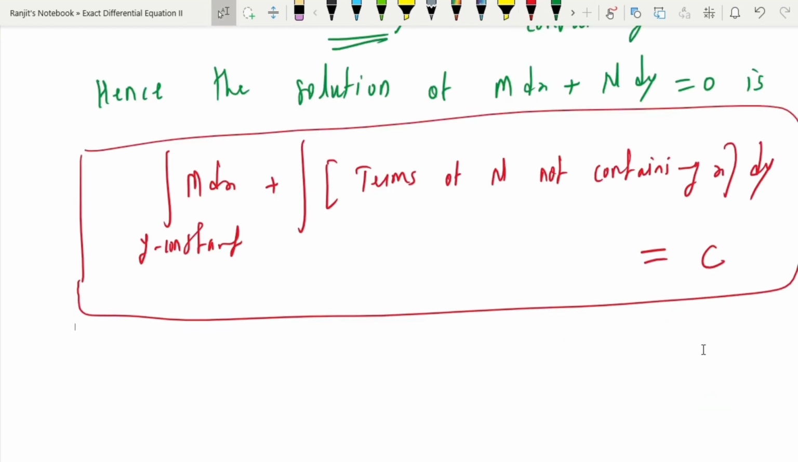Hope all of you have understood this theorem regarding exact differential equations. In the upcoming lecture, we will solve some problems based on exact differential equations.